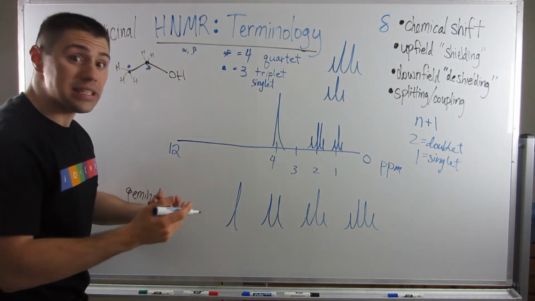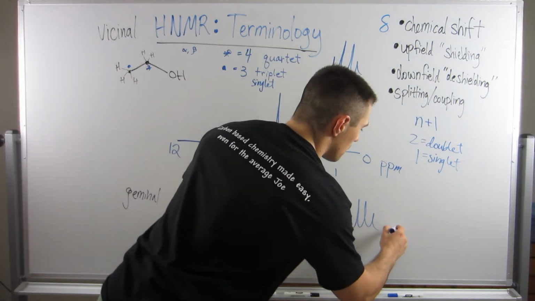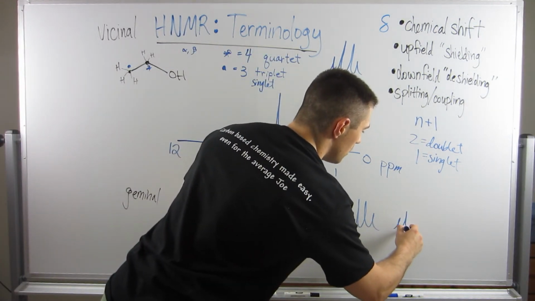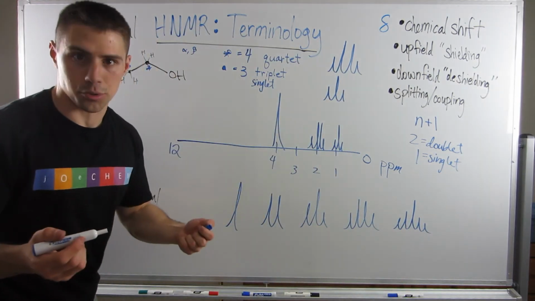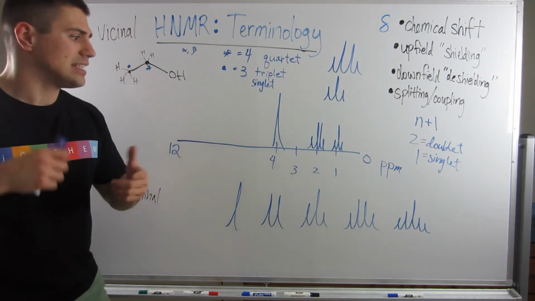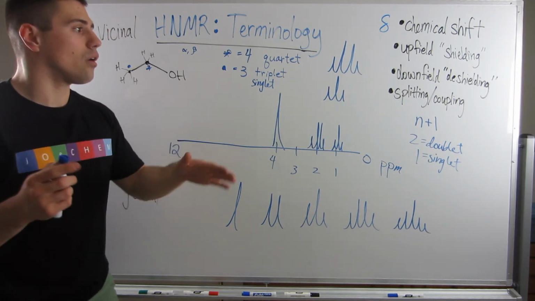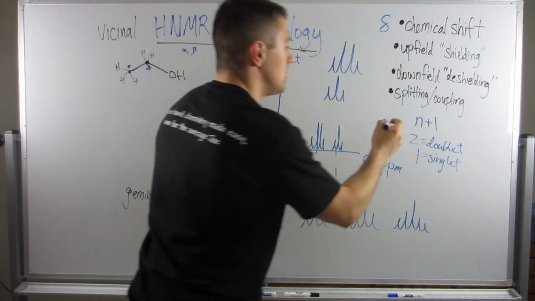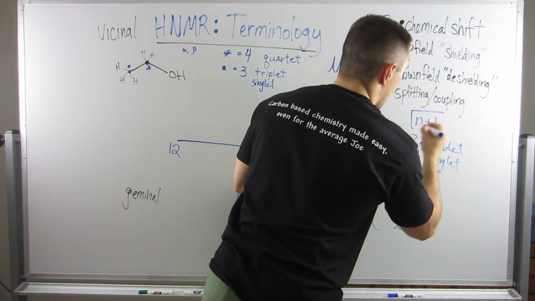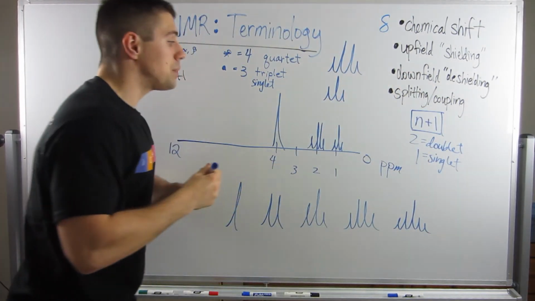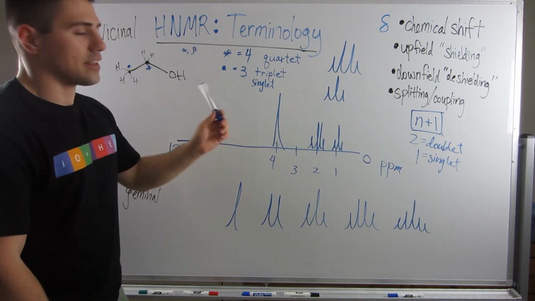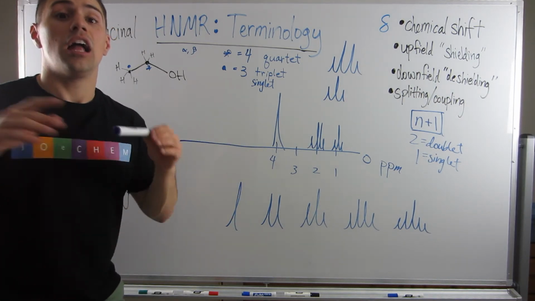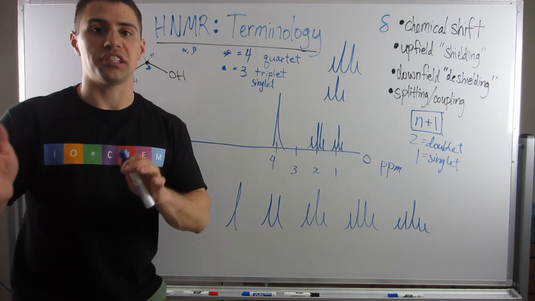If I wanted to do a quintet, it would be little one, higher one, biggest one, this one. So there's a lot of symmetry involved. You can have sextet, septet, and it all comes back to the n+1 rule. This is your guide when splitting and coupling. Because people will give you a spectrum, and you're going to have to say, okay, that's a singlet, that's a doublet, that's a triplet, and you will see how this comes back and helps us in the end.